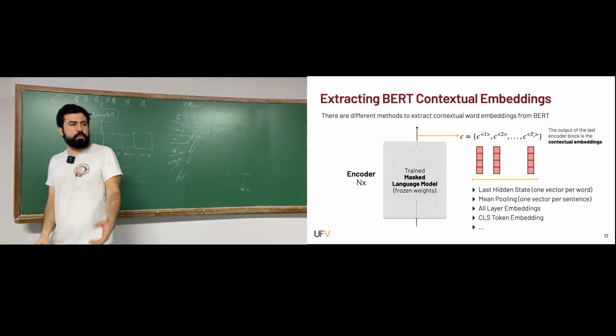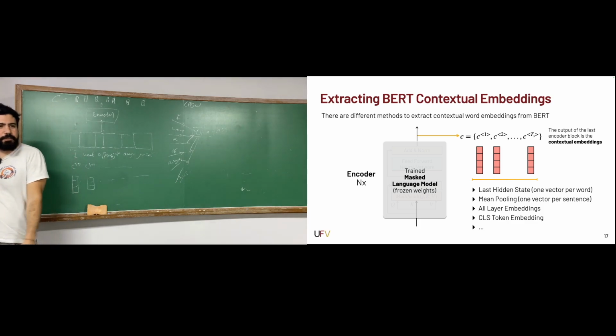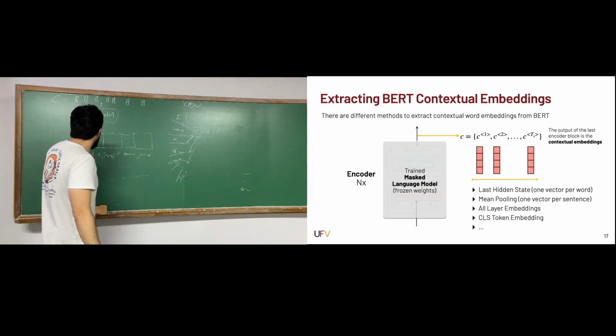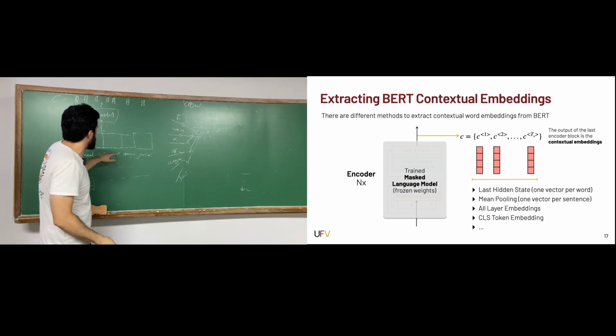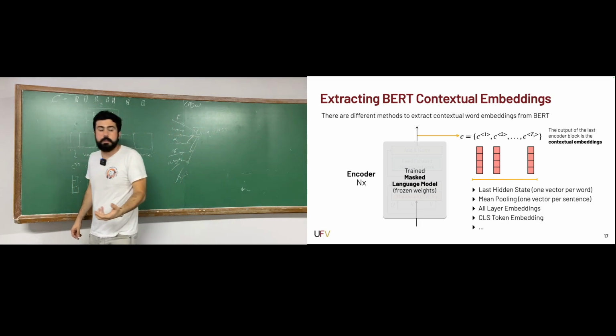So if you just want the embedding of the word, you can just go there and extract the vector at that position, right? If I want the embedding of the word orange, I would just get the sixth column. That's the embedding of the word I want.